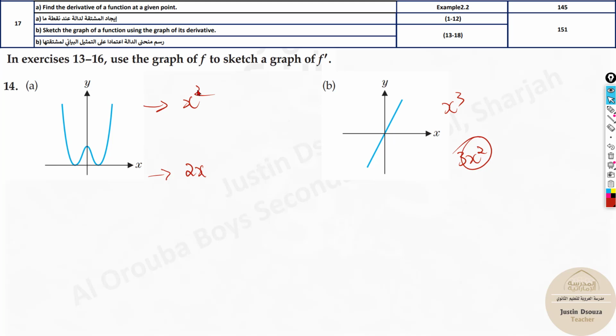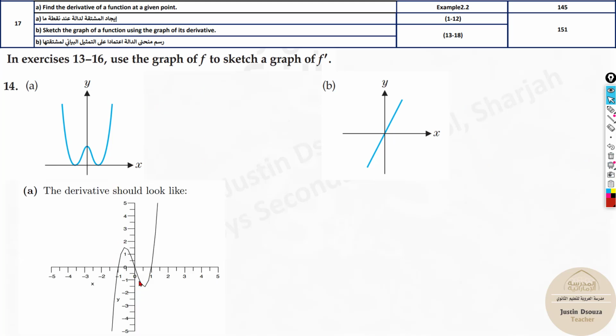X to the power 4. So this answer will be x to the power 3. That is cubic. Say it's a cubic over here. This is a flat line, linear. So the answer will be a constant.